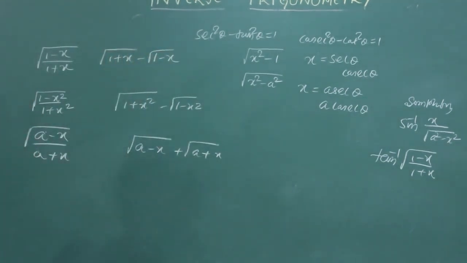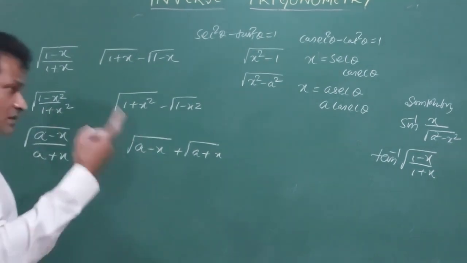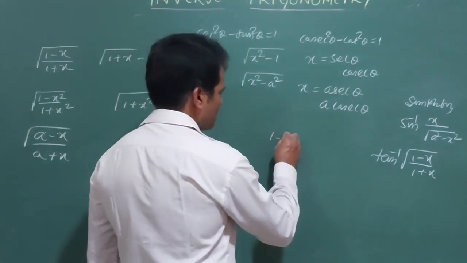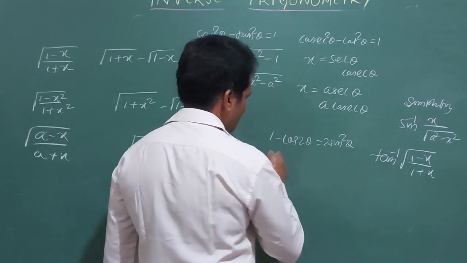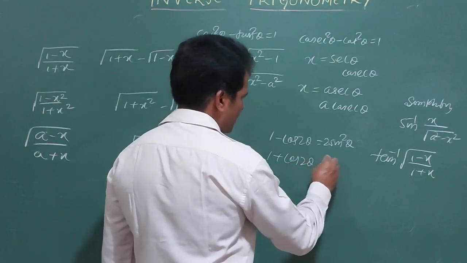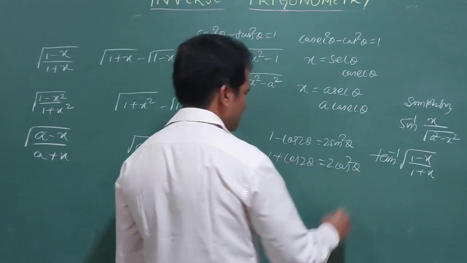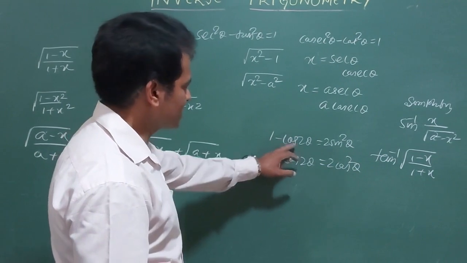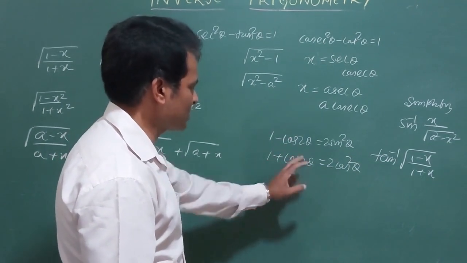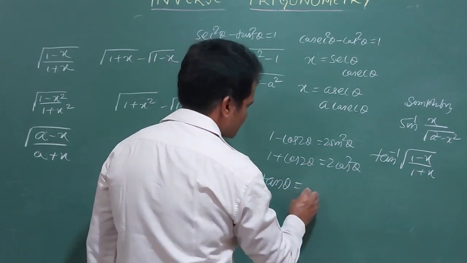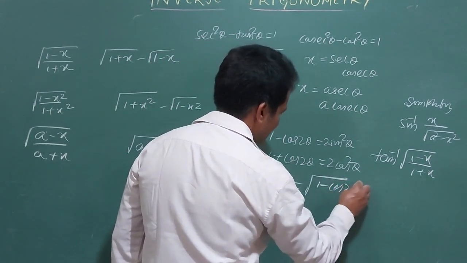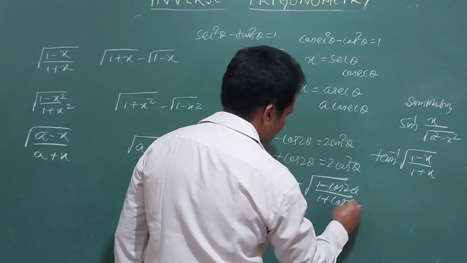If in a single question I get all these kinds of values, what is to be assumed now? Because it is 1 minus x square as well as 1 plus x square. Which formula is applicable now? 1 minus cos 2 theta is 2 sin square theta, 1 plus cos 2 theta is 2 cos square theta. That means this formula is now applicable. 1 minus x, 1 plus x, 1 minus x square, 1 plus x square, under root. That means tan theta is equal to, I can write the formula, 1 minus cos 2 theta by 1 plus cos 2 theta. This is also applicable somewhere now.